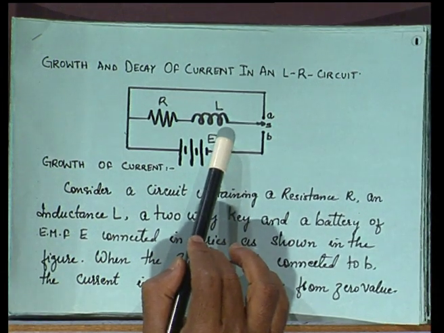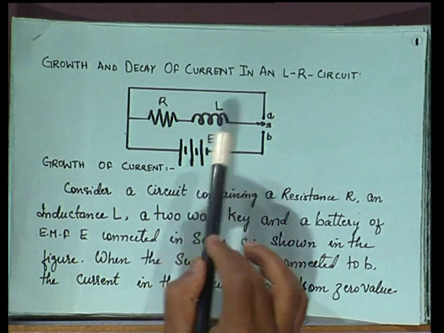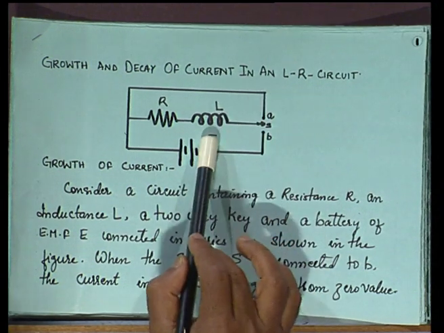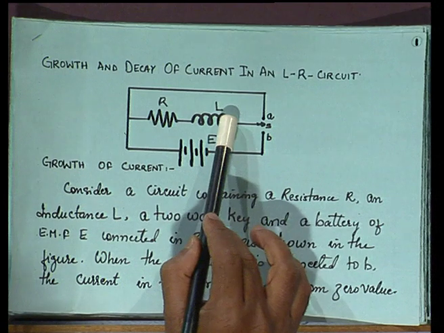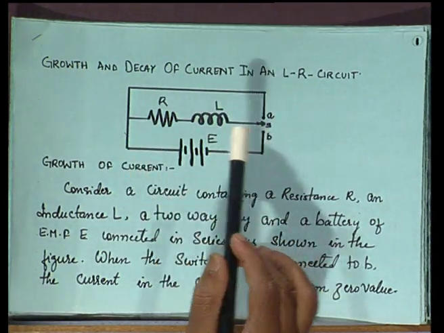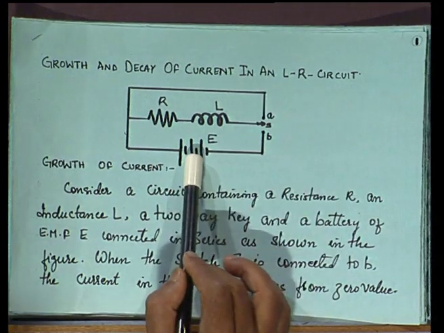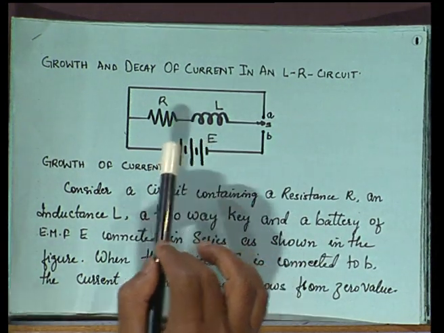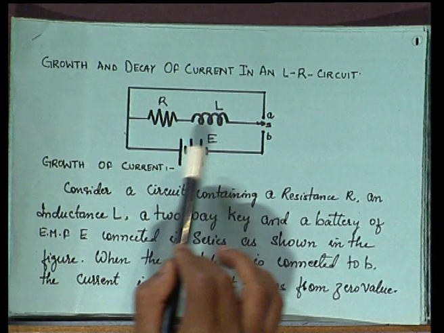So, without the battery, the decay of the current means discharging of the inductance will take place. Because of this, there is a slow decrease in the current. How it will decrease with time, what is the time required, all those things we can calculate in the subsequent equations.